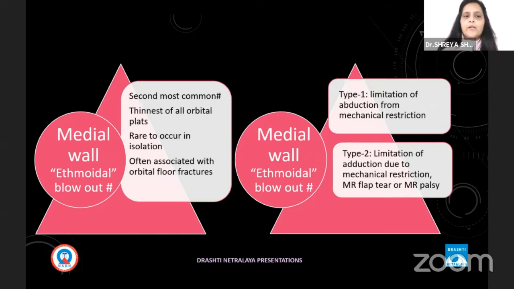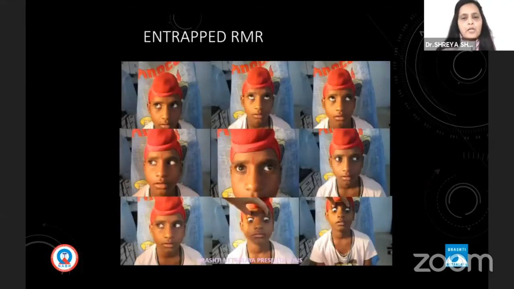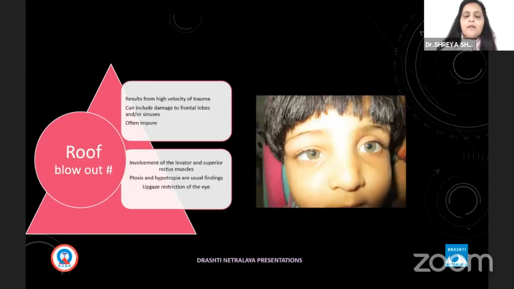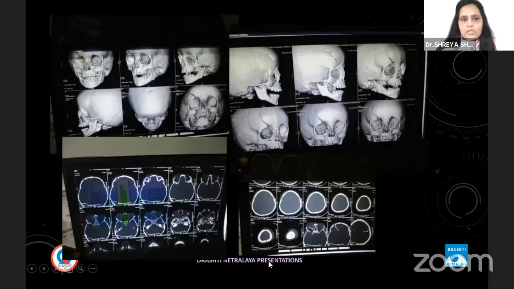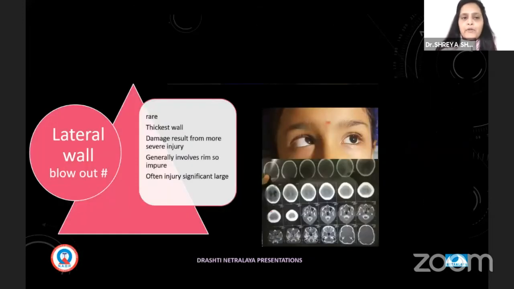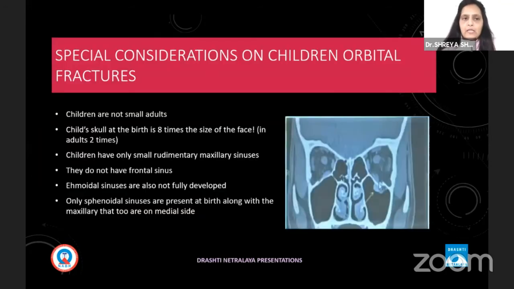The second most common is medial wall fracture. It is also called ethmoidal blowout fracture. It again has type 1 and type 2, limitation of abduction and limitation of adduction, so there can be medial rectus entrapment. Roof fracture needs very high velocity trauma, but it may present with hypoglobus and enophthalmos. The 4th variety is lateral wall blowout fracture, which is very rare because it is the thickest wall.